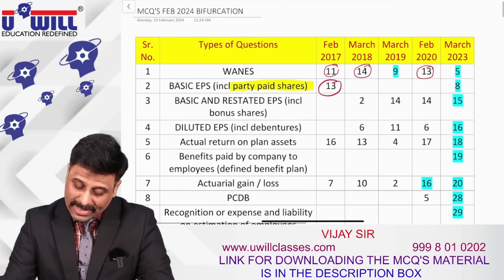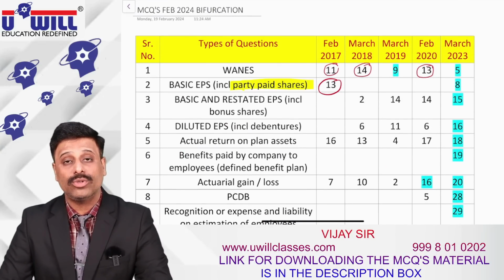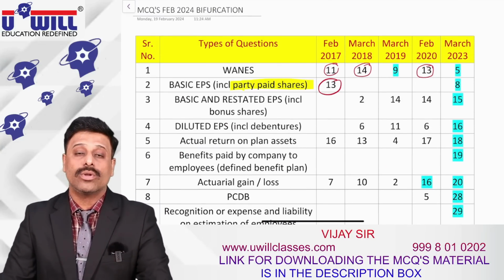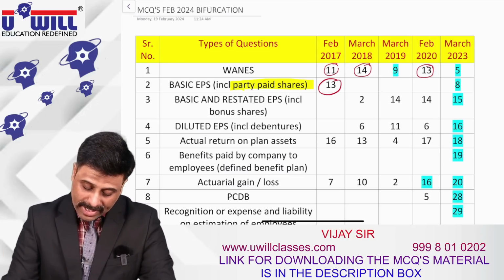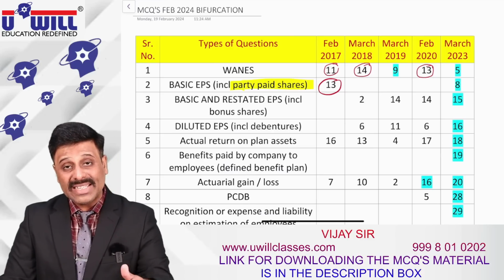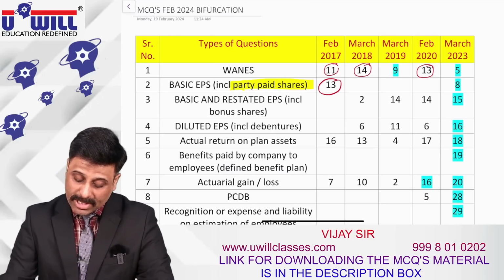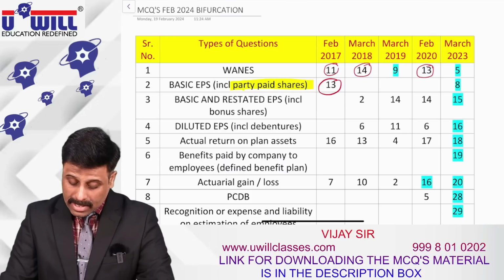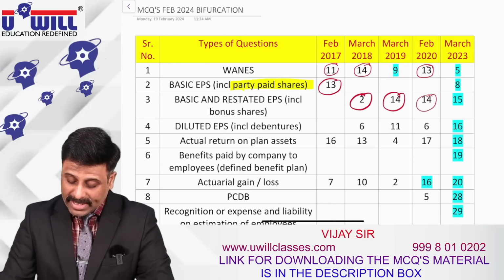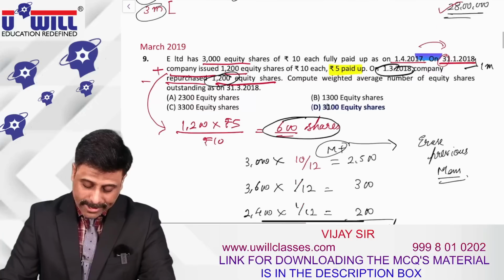Now you all will try question 13 on your own of February 2017. That is also on basic earning per share including partly paid shares. Now next we are going to take up basic and restated EPS including bonus shares. Here again I am doing question 15 of the most recent exam. You all try the remaining 3 questions: March 2018's question 2, 2019's question 14 and 20's question 14 on your own.